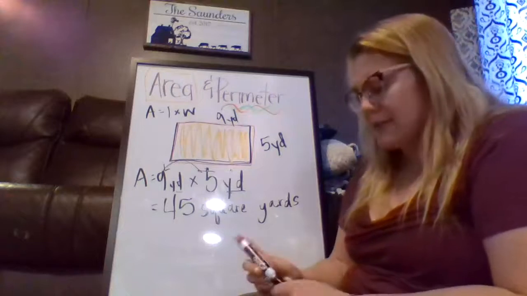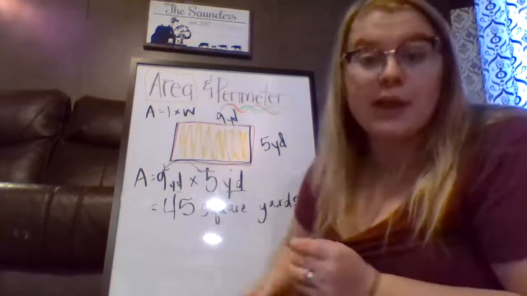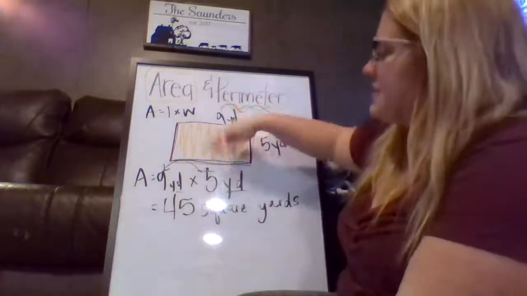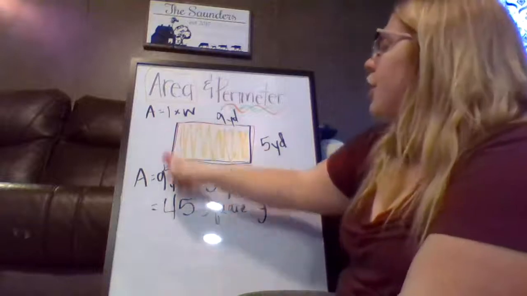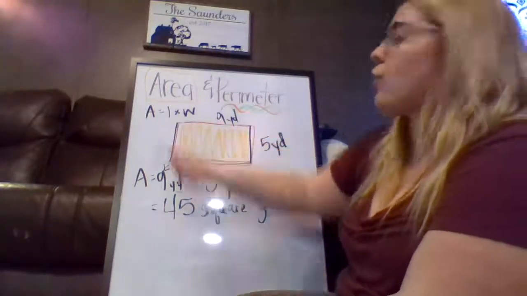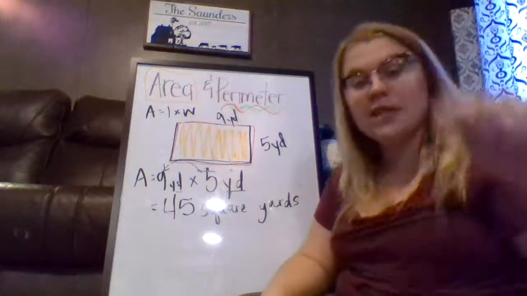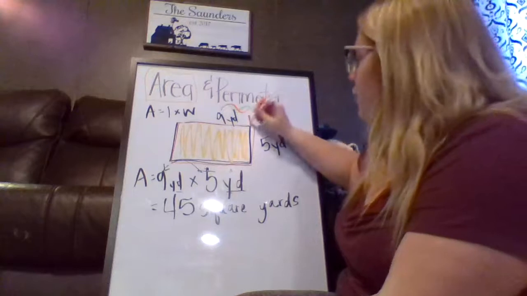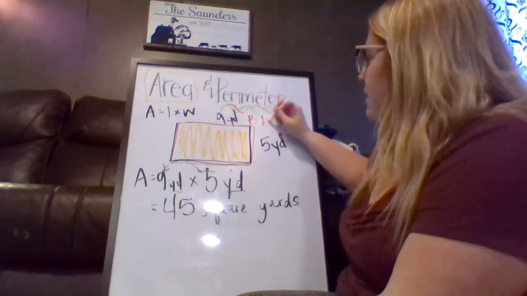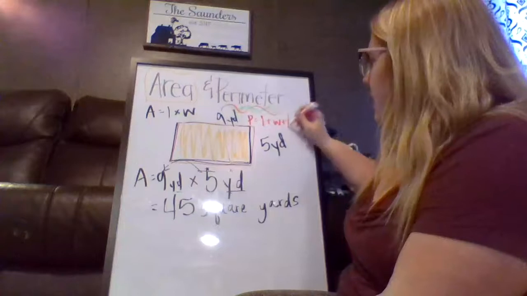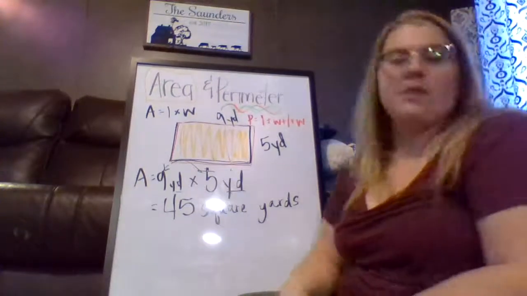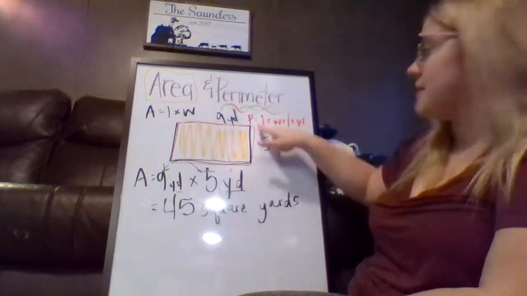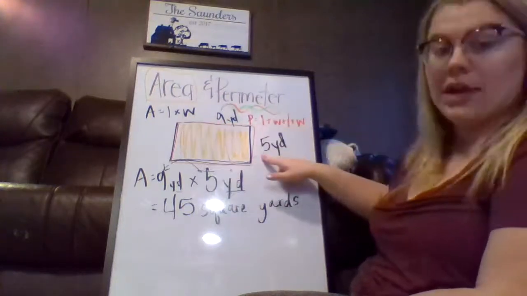But what if John doesn't care about sowing grass seed? What if he has a dog that really likes to get out? And so John really wants to fence in his backyard. Does he want the fence all the way through his backyard, or does he just want it around his backyard? If he wants it around his backyard, you're going to find your perimeter. Perimeter is length plus width plus length plus width, because we can't just do length and width once, because that's only going to get us fence around half of our backyard.